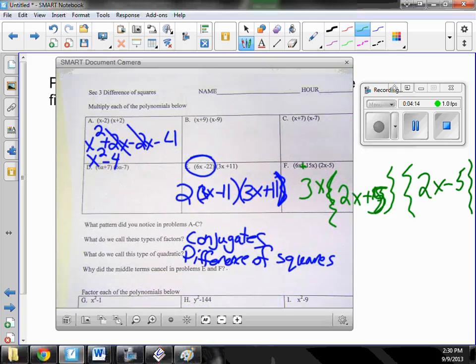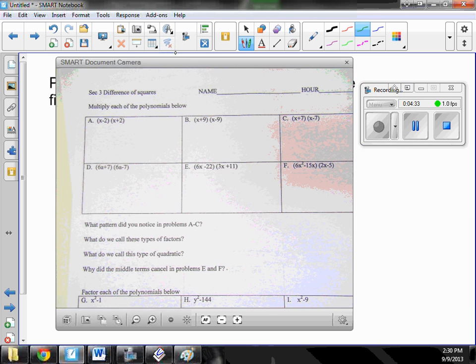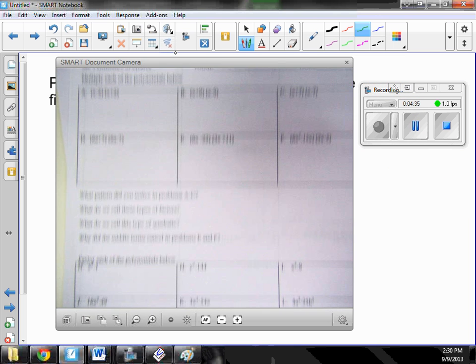So the last question asks, why did the middle term cancel in problems E and F? We did have conjugates. They were just hidden within one of the factors. Hidden conjugates. That's the secret. So we're going to work some problems similar to your assignment.